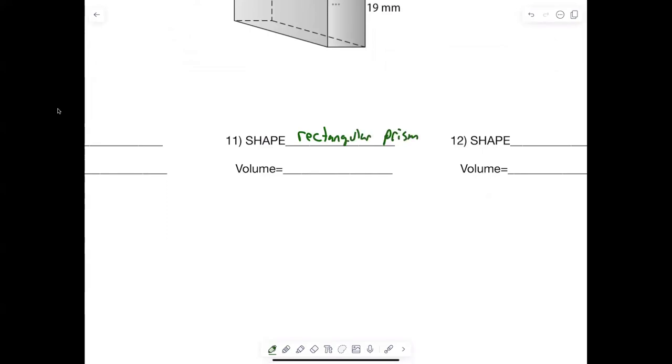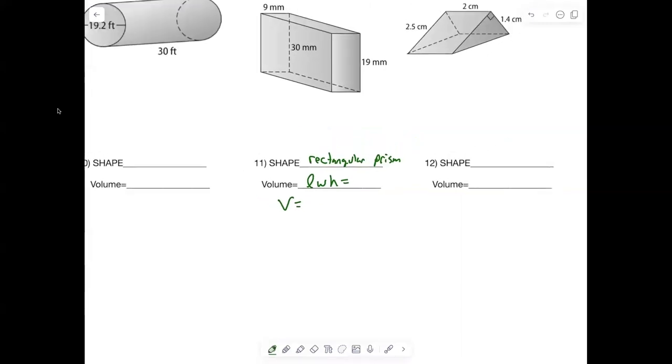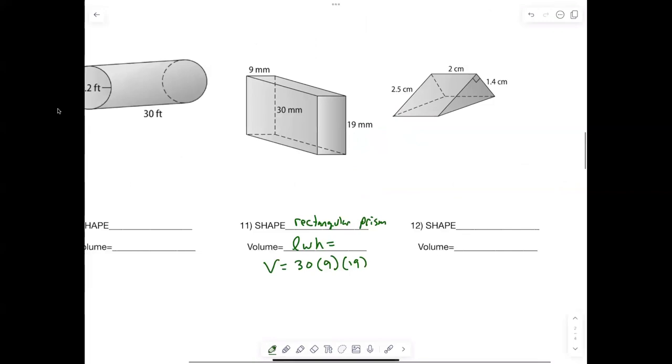And then what I want you to do is tell me what's the formula for volume. Yep, length times width times height. All right, and what are the three dimensions here? 30, 9, and 19. Now, I understand some of your concerns here. This 30 is kind of in the way, but I think I should have moved it closer to here so you can see it better.